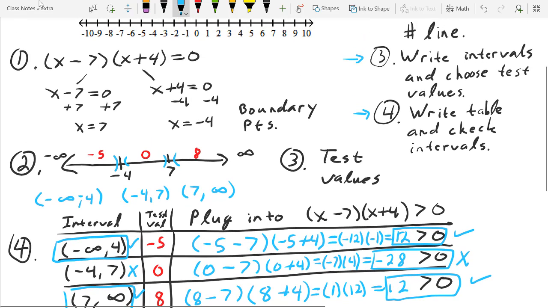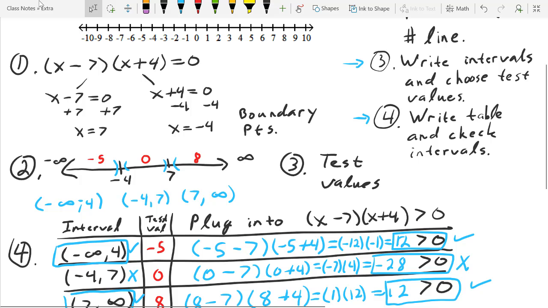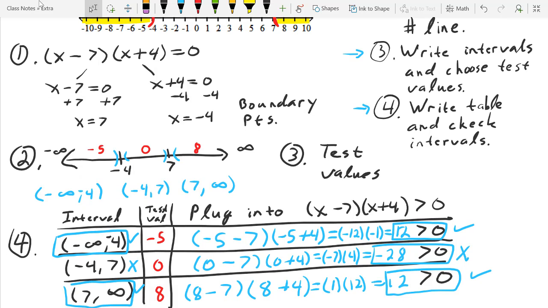So the last thing to do on this question is to go up to the number line where we started and sketch the two intervals that are our solution. So I put a parenthesis at negative 4 and a parenthesis at 7. And then I shade the area on the number line for the two intervals that I have checked down below, these two here.